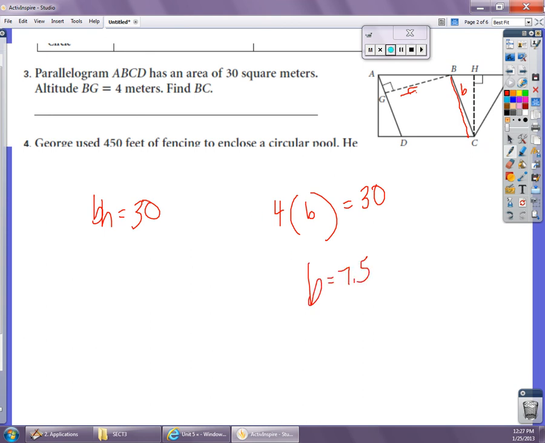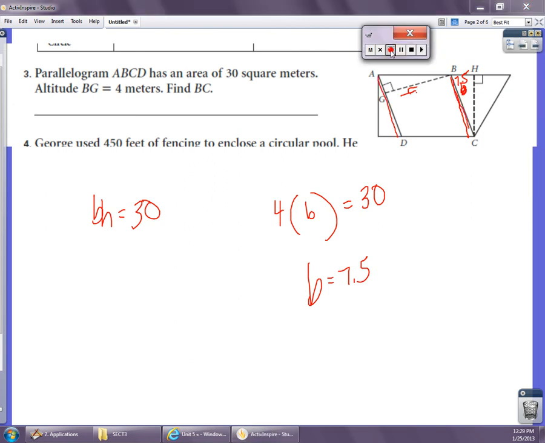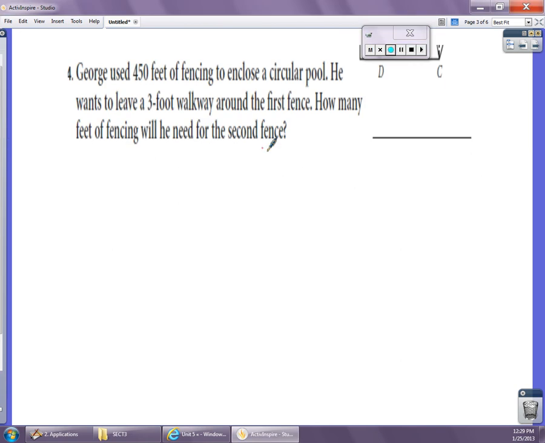So now I know that this right here is 7.5. All right, so that's the last one. Here, this is the next question. George used 450 feet of fencing for a circular pool. Well, that means that the circumference of that pool is 450. So I don't know if I'm going to need it, but I know pi times d has to equal 450.